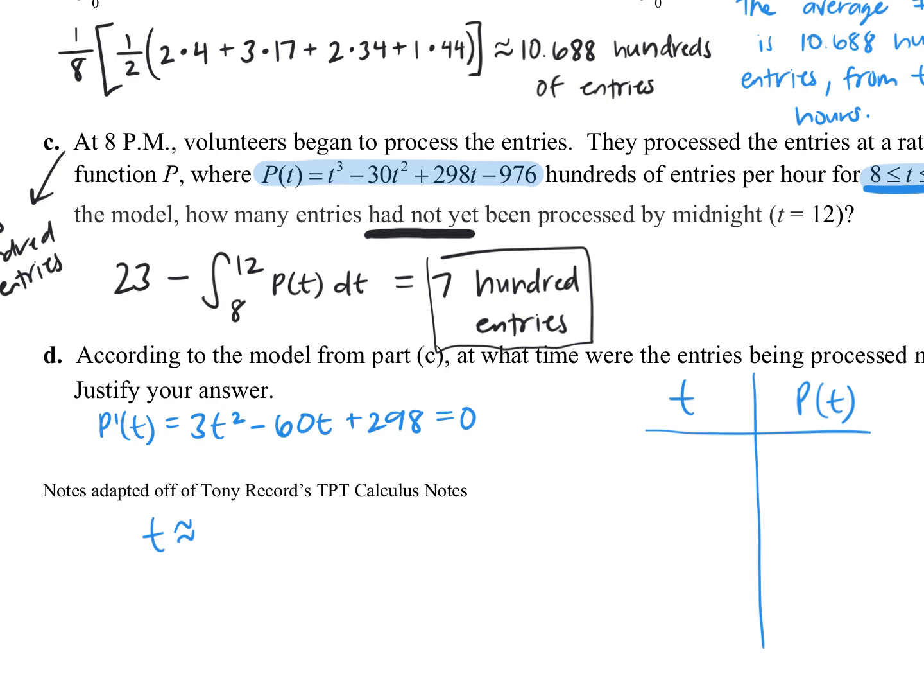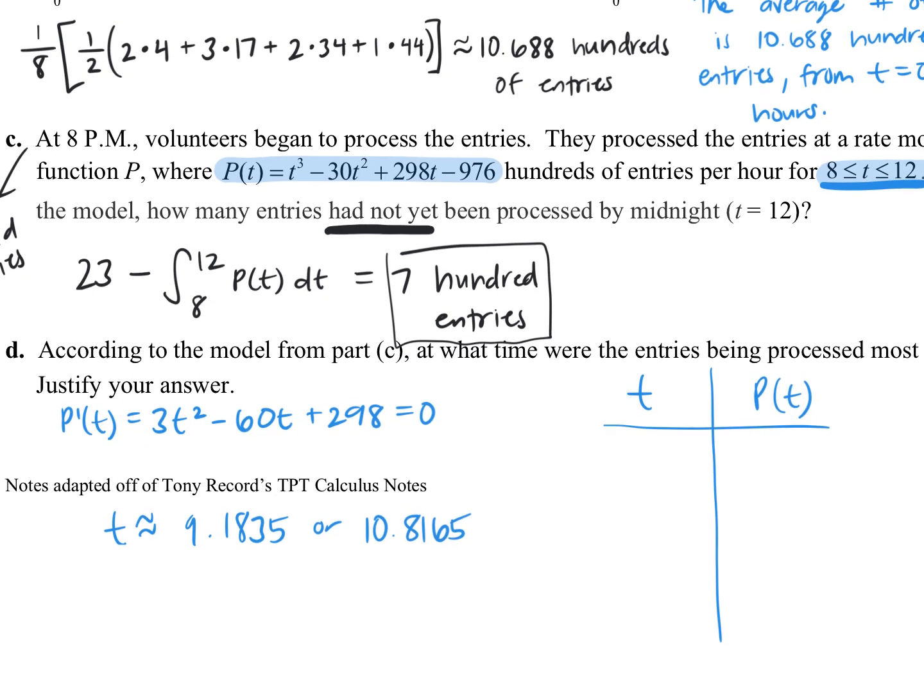Okay. So the 2 values that you should have gotten were about 9.1835 or 10.8165. Did we get those 2 values? Either using the polynomial solver or the graphing calculator and seeing where they're equal to 0. So we're going to test these 2 points, and we are also going to test our endpoints of 8 and 12. So I've got 8, I've got the 9.1835, 10.8165, and 12.